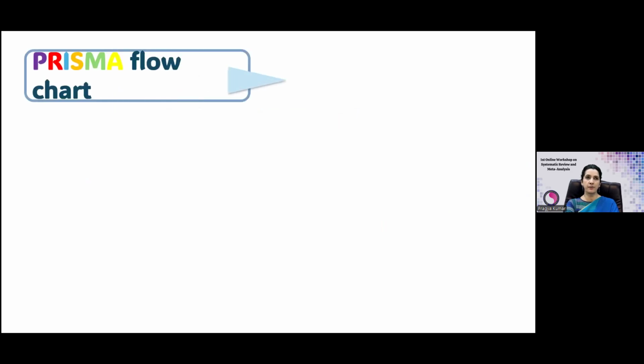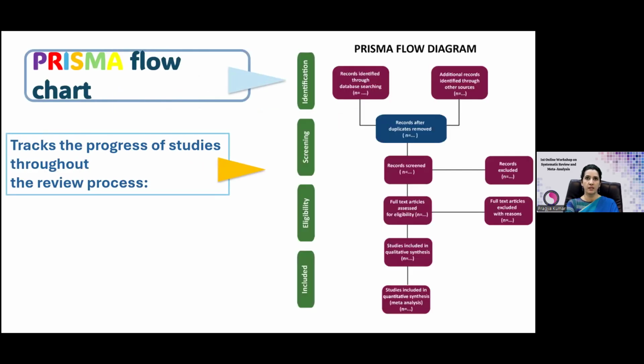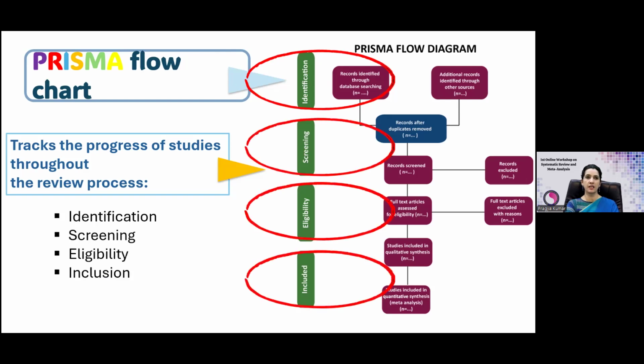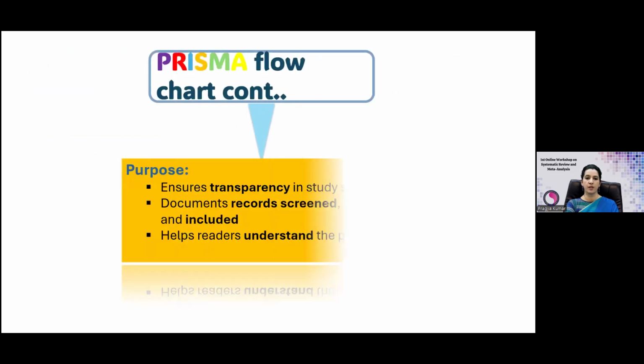So if you see the PRISMA flow chart, it has components. It has identification, which we have seen, a screening phase, eligibility, and then finally inclusion. So it tracks the progress of studies throughout the review process. That's why you should maintain a log, otherwise it will be difficult for you to fill this in. So identification, then screening, then eligibility, and then inclusion. Since the beginning, we have been talking about the purpose and intent of systematic review and meta-analysis, and how it is different from a narrative review: the transparency.